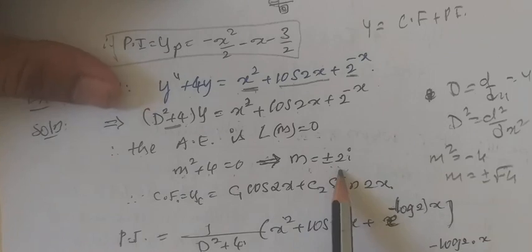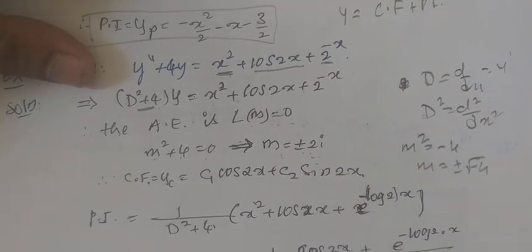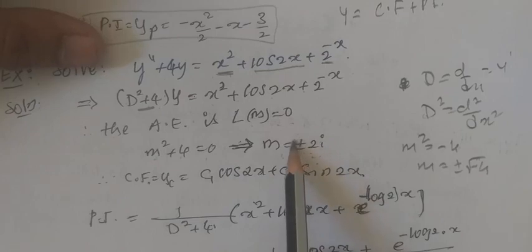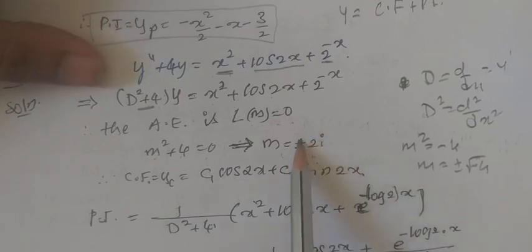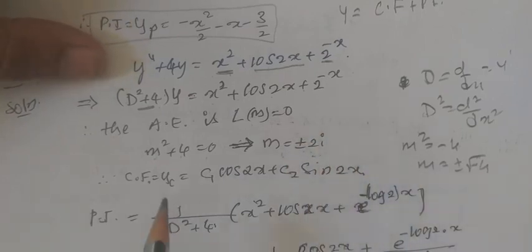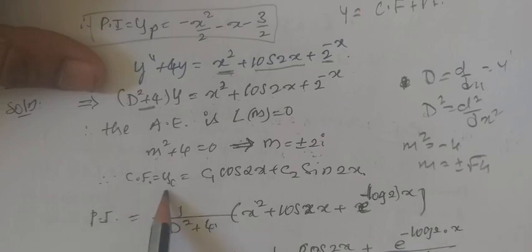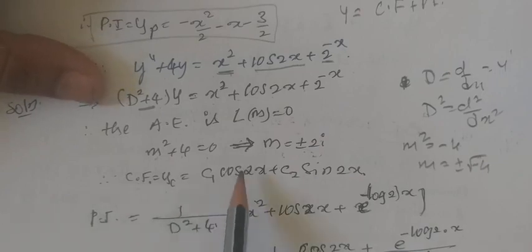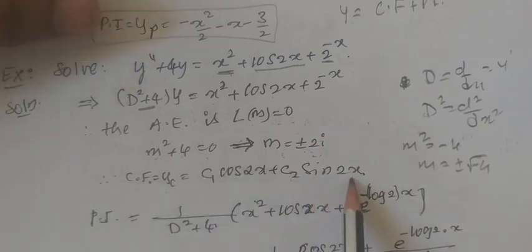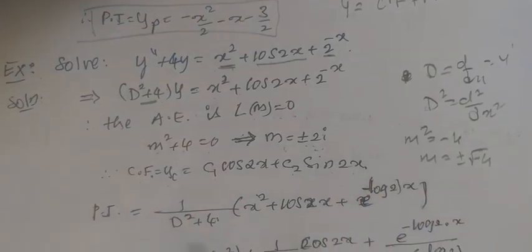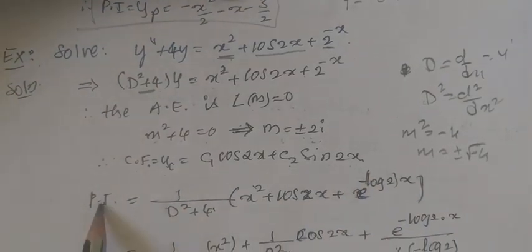And one more thing you remember, complex roots always exist in pairs. So the real part is 0 here. One root is +2i, another root is -2i. Therefore the complementary function is c1 cos 2x + c2 sin 2x. Now we move forward to find the particular integral, that is yp.